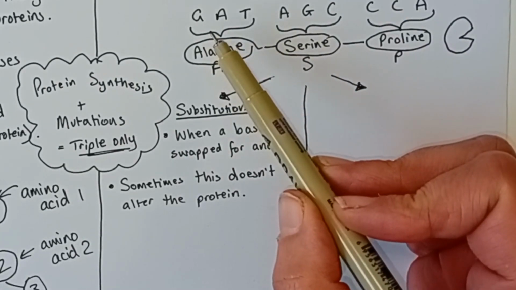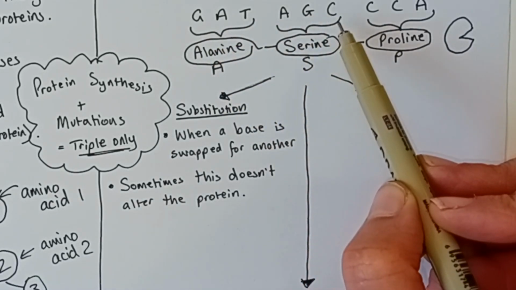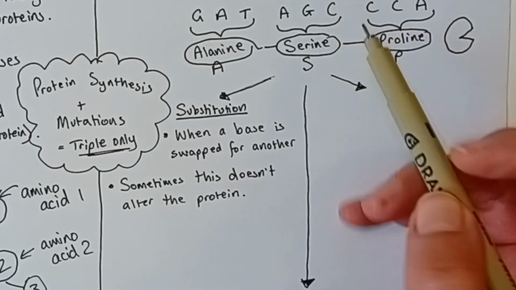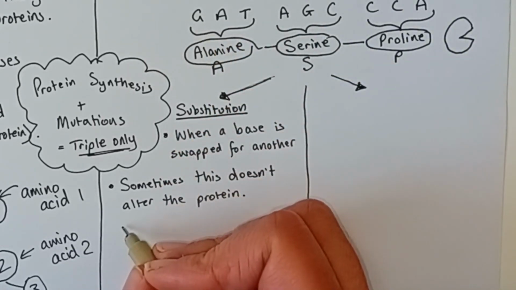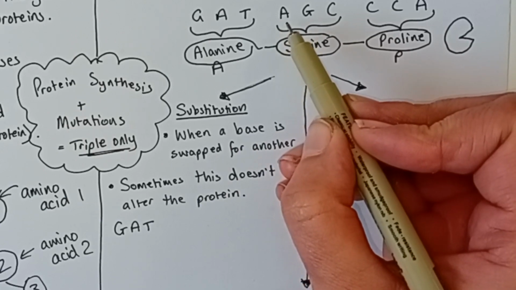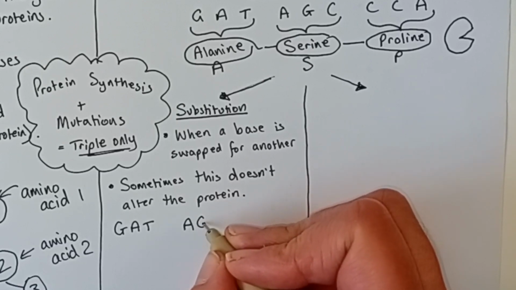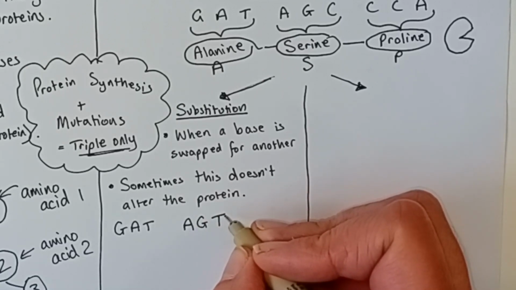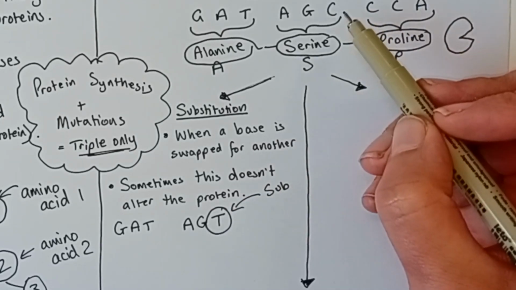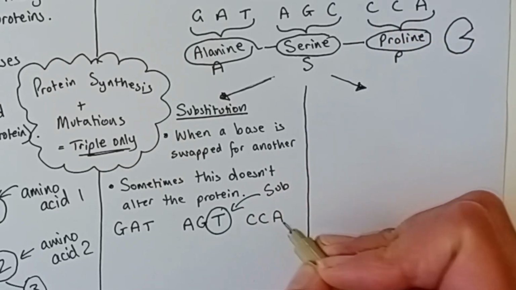We're going to take our normal healthy DNA code, GAT, AGC, CCA, and we're going to substitute this C for a T. So the first 3 are going to be the same, GAT. The next 3, instead of being AGC, are going to be AGT. And that T is the substitution. We've swapped the C for a T. The next ones are the same, CCA.